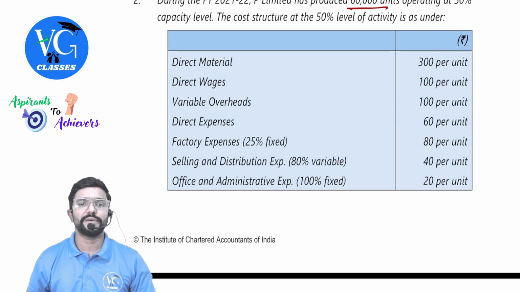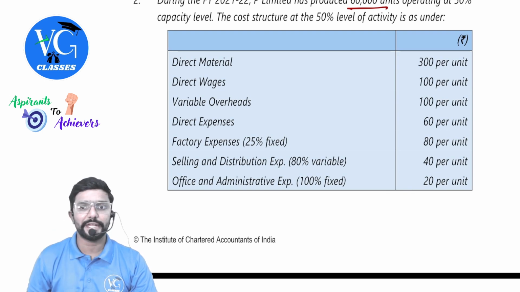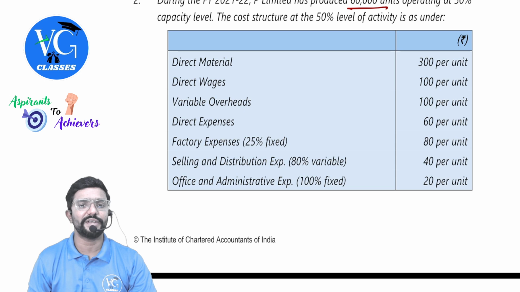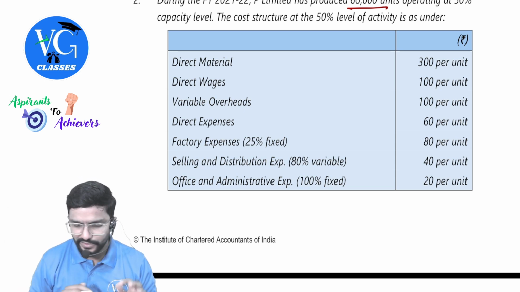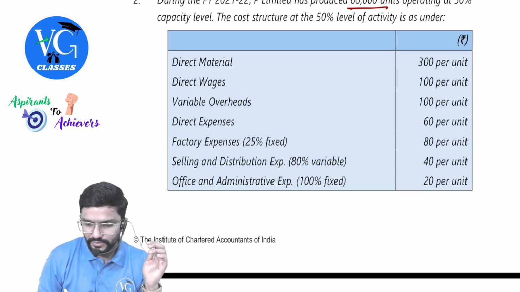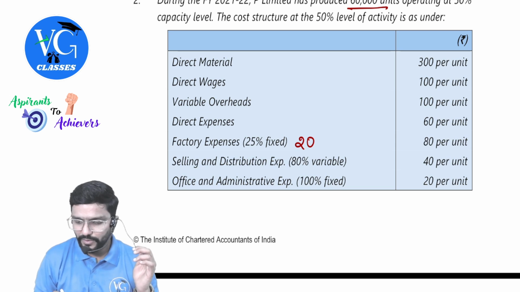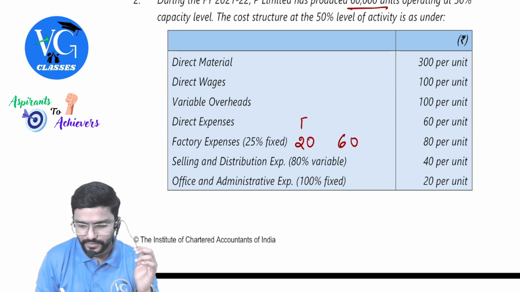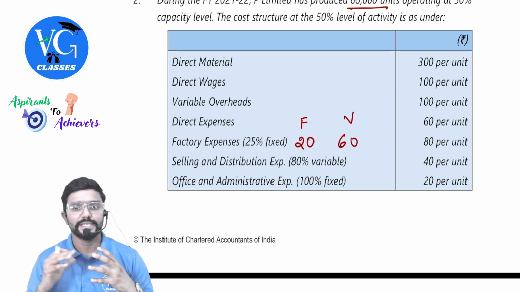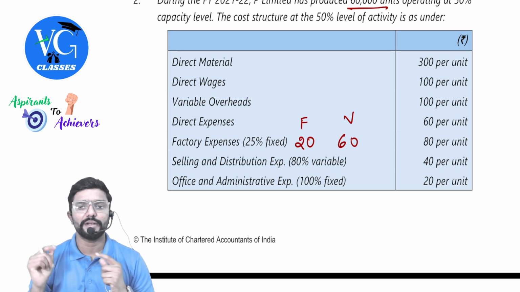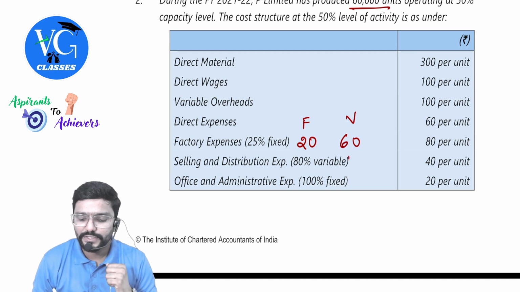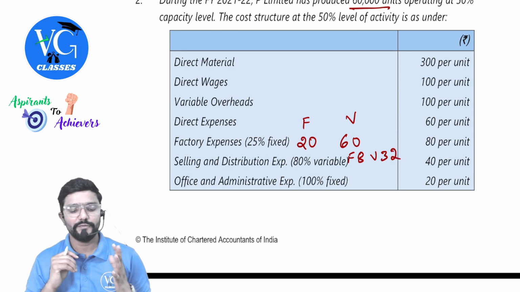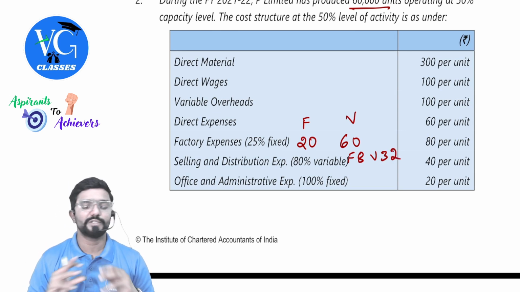Direct material 300 rupees per unit, direct wages 100 rupees per unit, then variable overheads 100 rupees per unit, direct expenses 60 rupees per unit, factory expenses 25% fixed. That means 80 rupees per unit. How much is fixed portion you calculate? 20. So variable would be 60. Selling and distribution expenses 80% variable, 40 rupees. So fixed is 8 rupees. Variable is 32. Office and administration 100% fixed cash, 20 rupees.